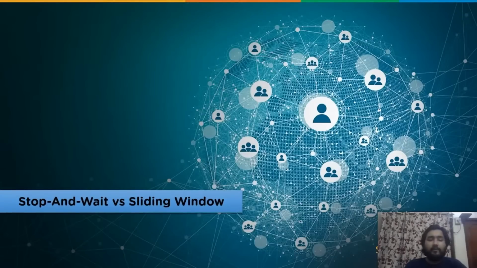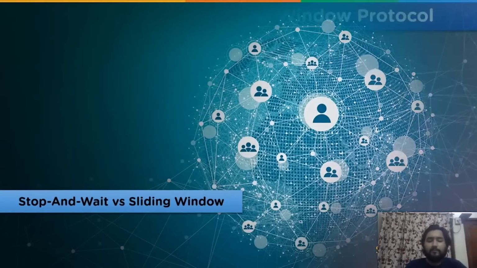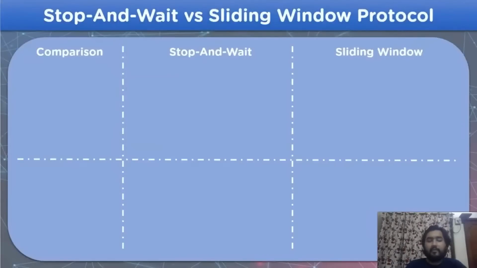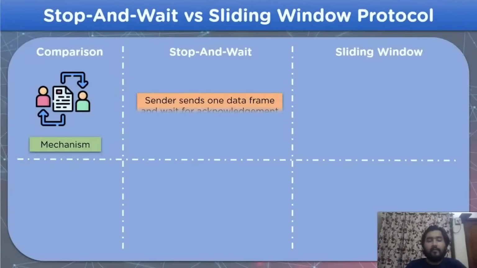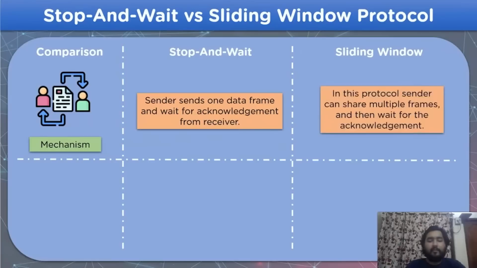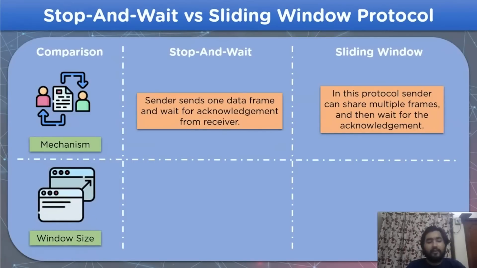Difference between stop and wait protocol and sliding window protocol. The first comparison is on the basis of working mechanism, where the stop and wait protocol is designed to send a data frame at a single time and wait for the receiver to send the acknowledgement to share the next frame. As for the sliding window protocol, the sender can send multiple frames simultaneously and then wait for the corresponding acknowledgement from the receiver end.